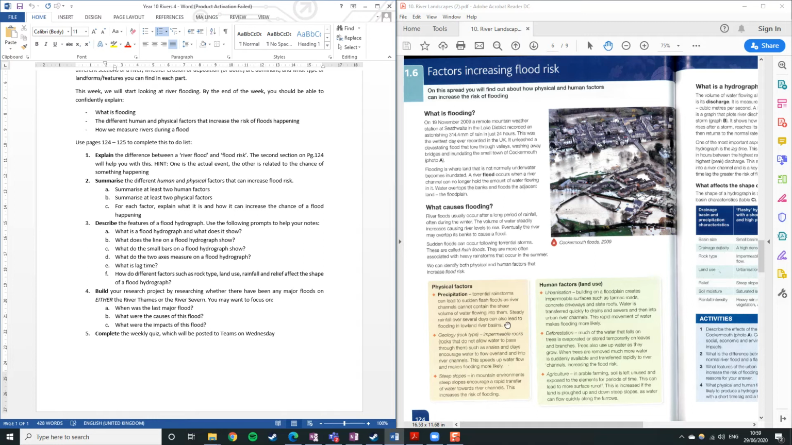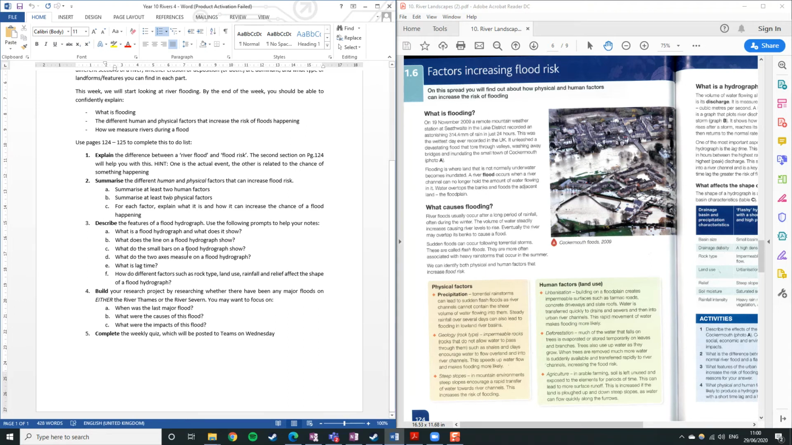So how does precipitation, how does rainfall increase the chance of a flood happening? Well, I'm hoping that you'll be able to say something along the lines of, well, increased amount of rain falling out of the sky means that there's more water flowing into a river channel. A river channel can only move water so quickly. So if there's too much rain, too much water flowing into the river channel, the river's going to overflow, burst its banks and cause a flood. So that would be your basic way in to that question. So I'd like you to do that for at least 2 physical factors and 2 human factors.